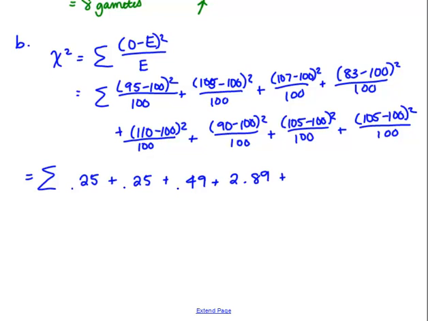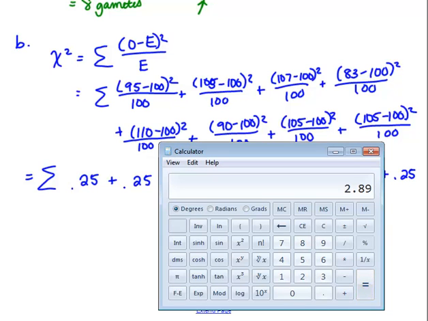Then 110 minus 100 is 10. Squared is 100, and 100 out of 100 is 1. Same goes for 90 minus 100, which is negative 10. Squared is 100, divided by 100 is 1. And for these, 105 minus 100 is 5. Squared is 25, over 100 is 0.25. So the last two will be 0.25. Okay? Now let's add these all together.